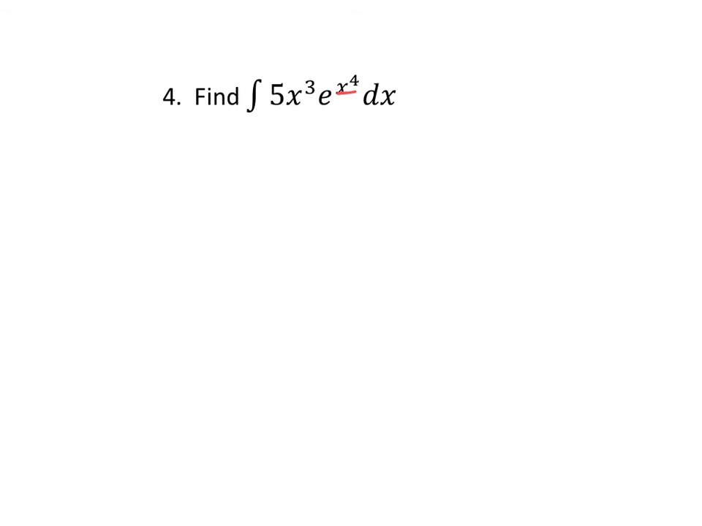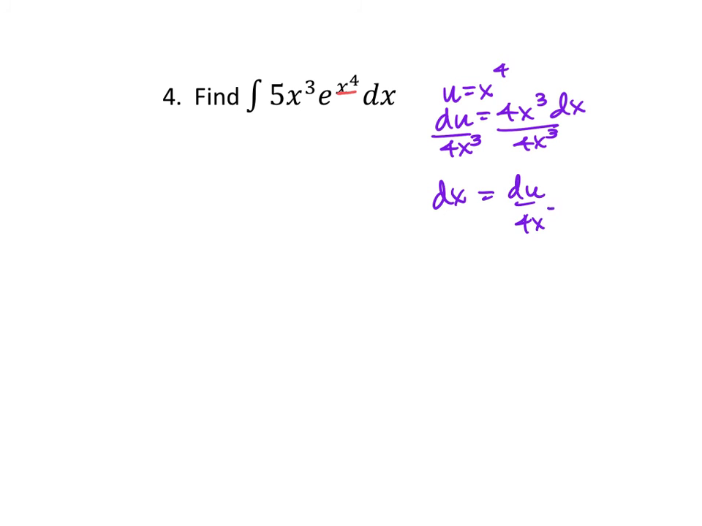So in this case, my u is going to be the x to the 4th. Take the derivative of that for 4x cubed dx. Isolate the dx, which means our dx isolated is this du over 4x cubed. And again, that's what's being replaced right there. Because again, we want to try to have everything in terms of u so that we can turn around and do an integration we are capable of doing.